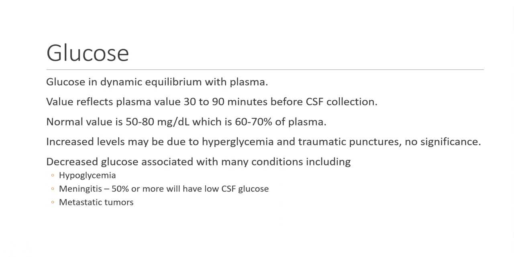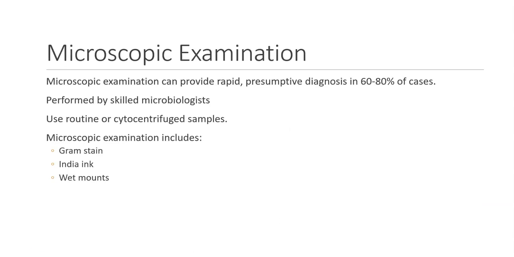Decreased glucose values are clinically significant, and they're associated with many conditions, including hypoglycemia, low blood sugar, meningitis. 50% or more will have a low CSF glucose, and this assists when you have a high protein and a normal glucose that an infectious agent may be present, and metastatic tumors.